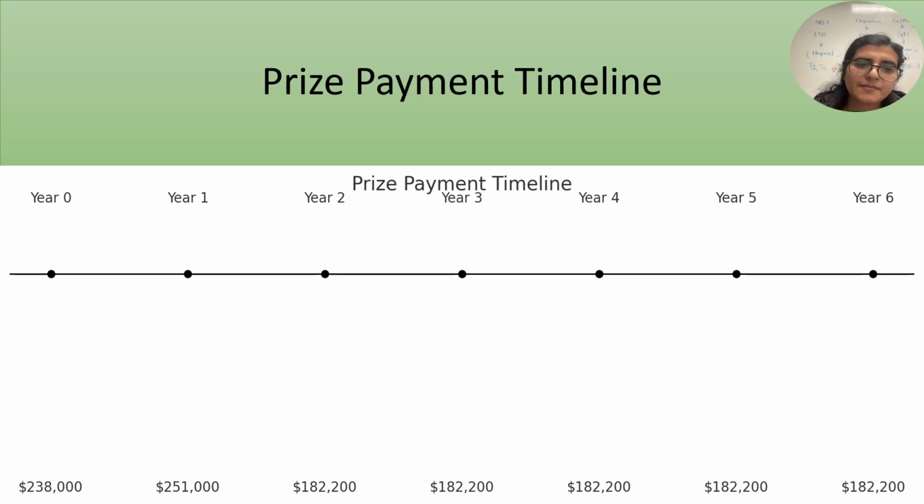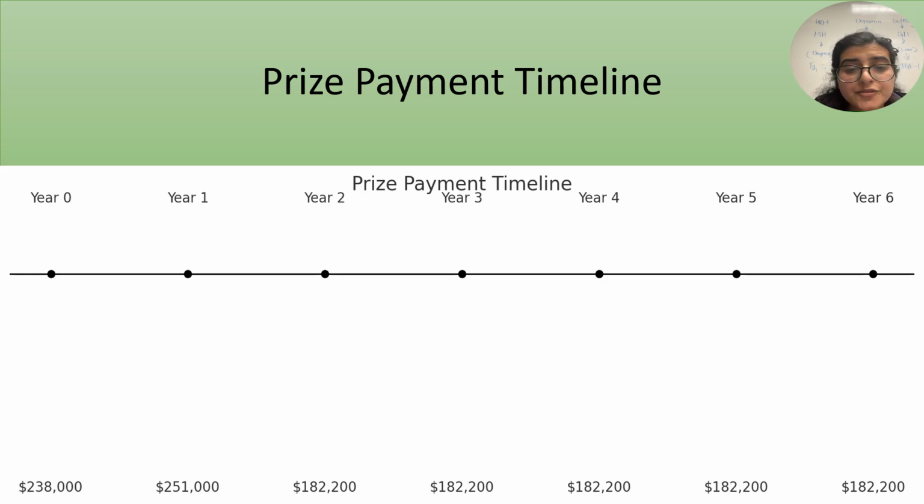The prize payment timeline spans from year 0 to 6 years. It details how the prize amount of $1,400,000 is distributed over time. In year 0, that is today, the winner receives $238,000 immediately. After that, in year 1, a payment of $251,000 is made.